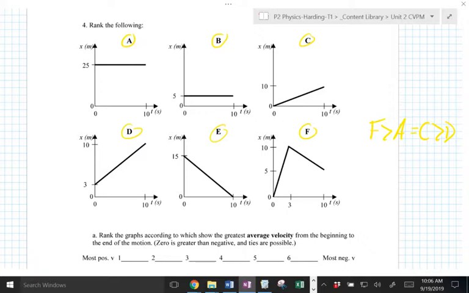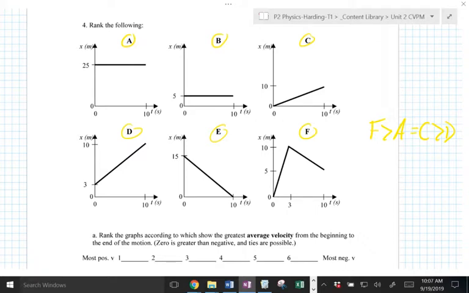Okay, final position. Which one do you go by, the position? 25 minus 25 over 10. That's how you do it. 0 over 10 is 0. All right, I got 4 folks in so far, trying to catch up. Ranking on average velocity. Average velocity. It's 0.